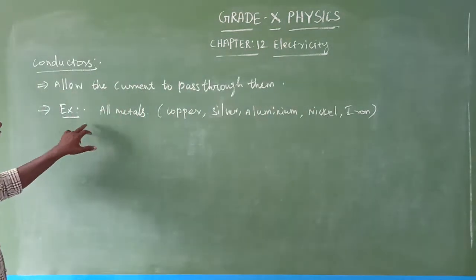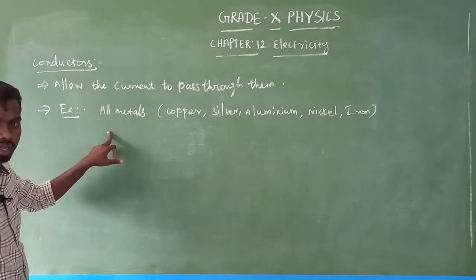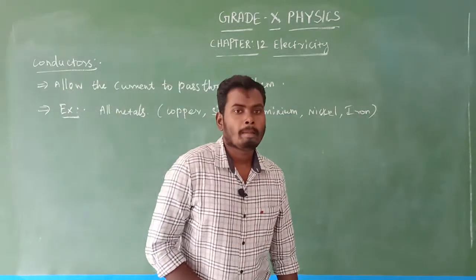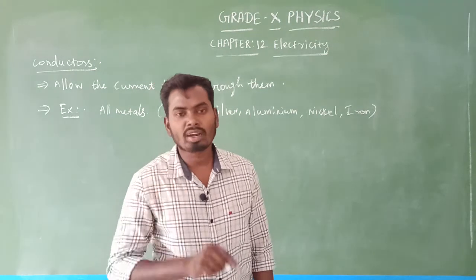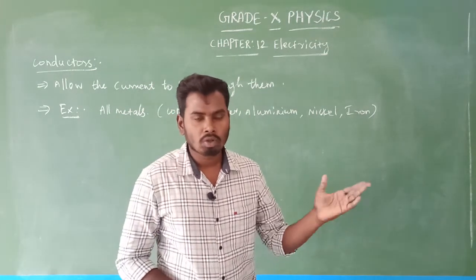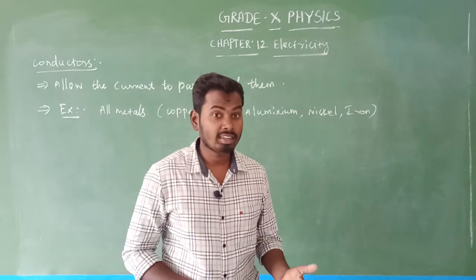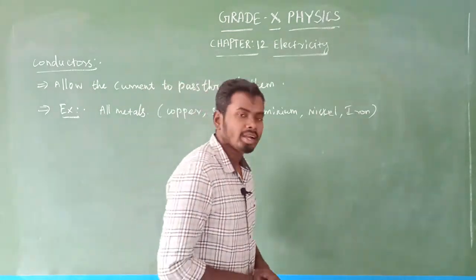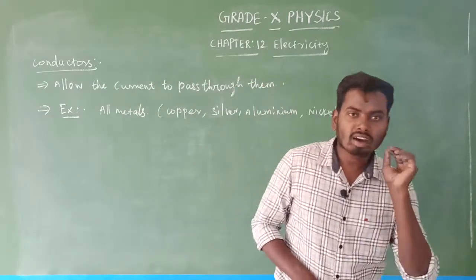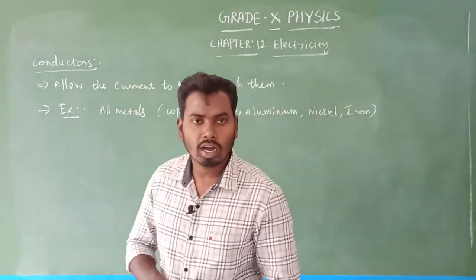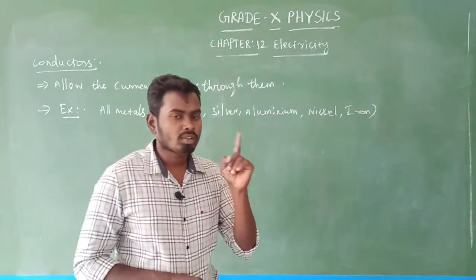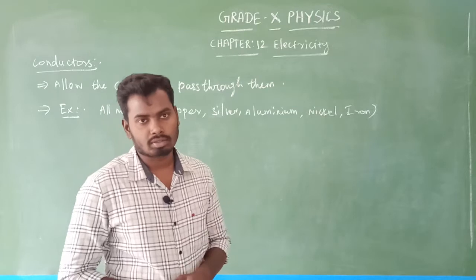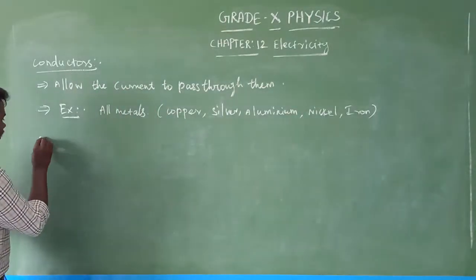So already we know metals are good conductors of electricity. Why do metals conduct the current? The main important reason is they have free electrons. That is the reason why all metals are considered good conductors of electricity. One of the very important reasons is they have free electrons.